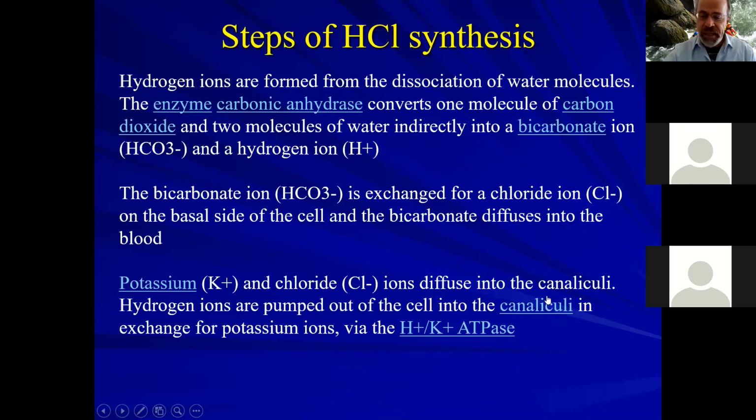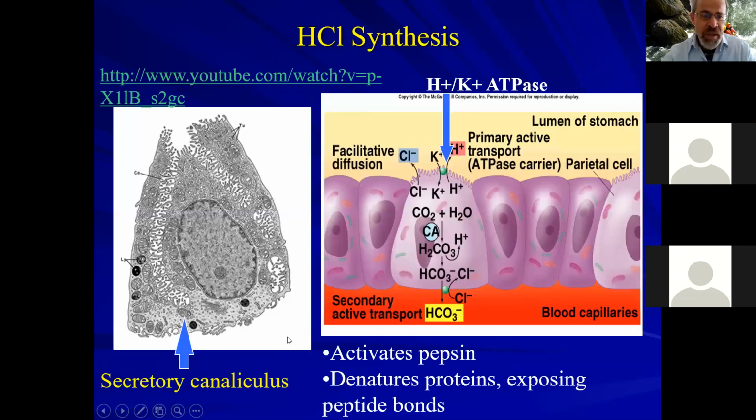Now, this term canaliculi, I haven't mentioned that yet. There's a very unique structure inside these cells that protects them from any effects of hydrogen. It's called a canaliculi. It's a little transport pathway. And that's how hydrogen actually leaves the cell, through these canaliculi, whereas chloride travels through a different path.